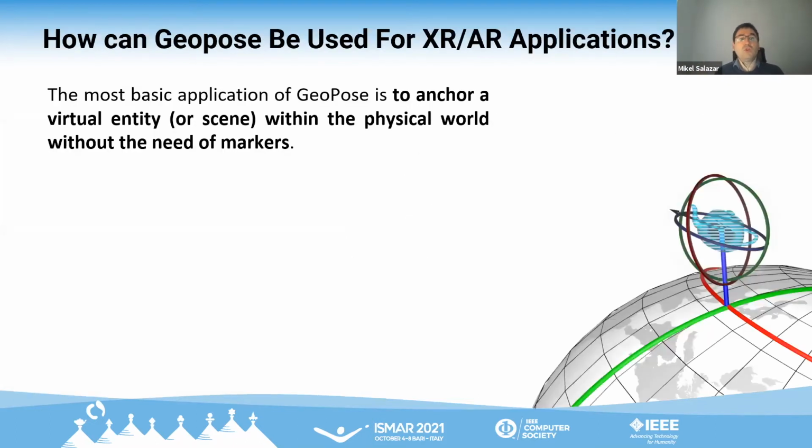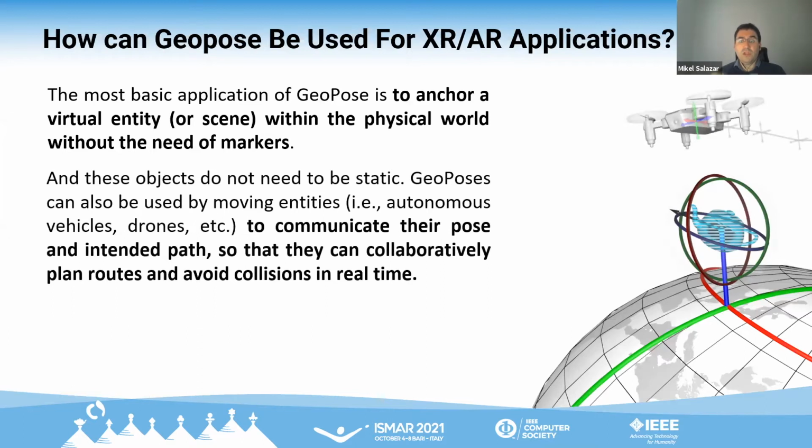But how can we use GeoPose in augmented reality applications? Well, the evident use case is to use GeoPose to store the position and orientation of virtual objects without the need of markers, fiducial or otherwise. Additionally, while GeoPose doesn't yet specify a way to directly define motion paths, that doesn't mean that you can't use GeoPoses to define the path of a moving object. In fact, it can be a simple way to share the intended path of an entity, such as a drone or an autonomous vehicle, so that the different agents can plan their routes in real time and avoid accidental collisions.